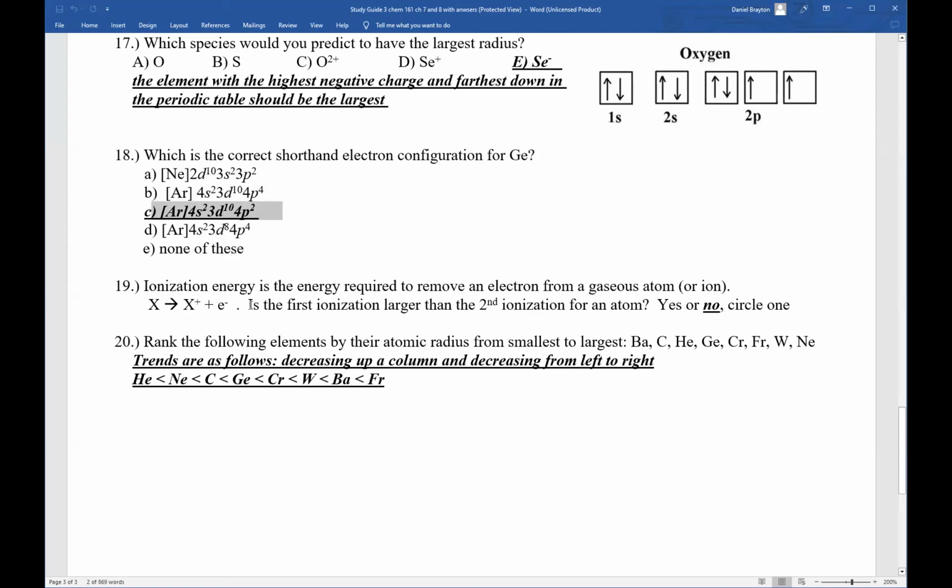Ionization 19: ionization energy is the energy required to remove an electron from a gaseous atom. That's generically like this, where you've got some element and then the plus, right? Because it's lost the electron and the electron comes off. Is the first ionization larger than the second ionization?